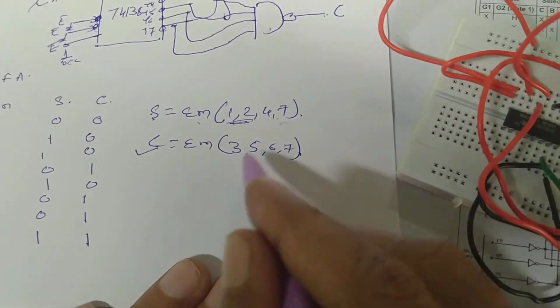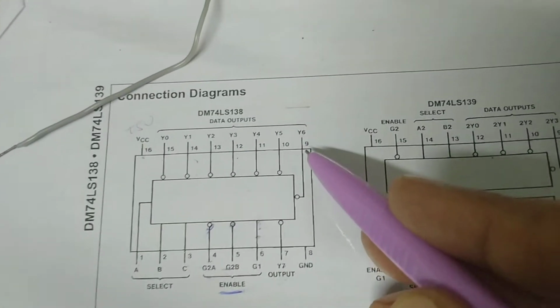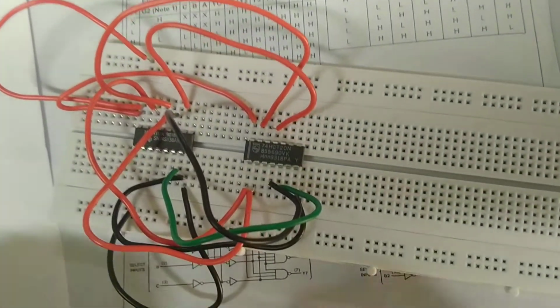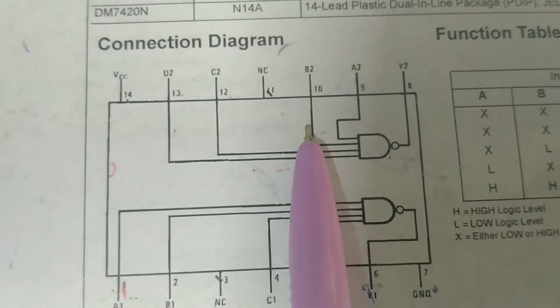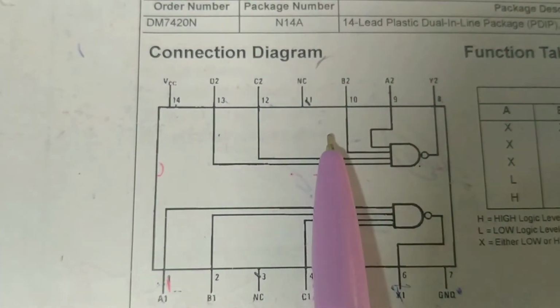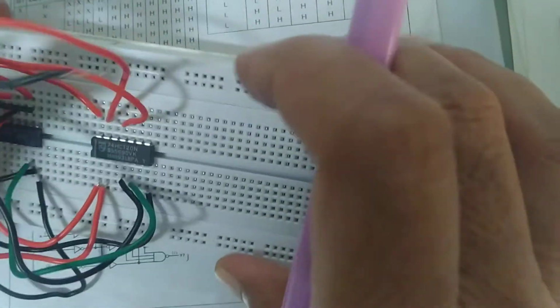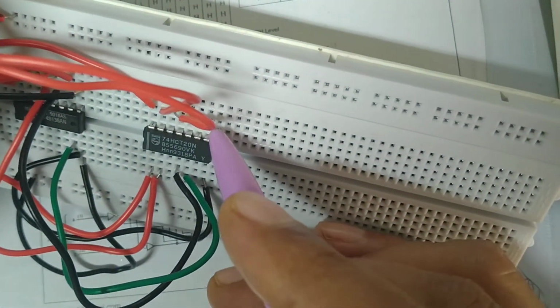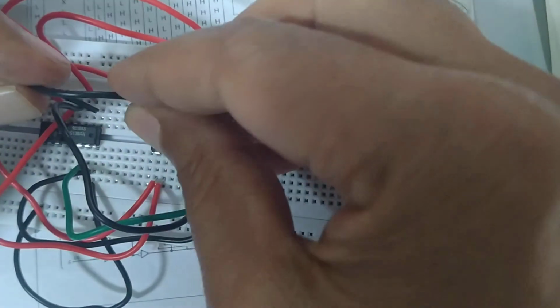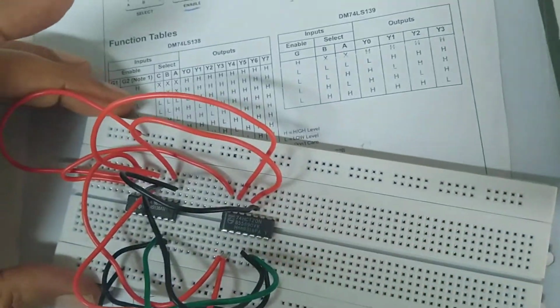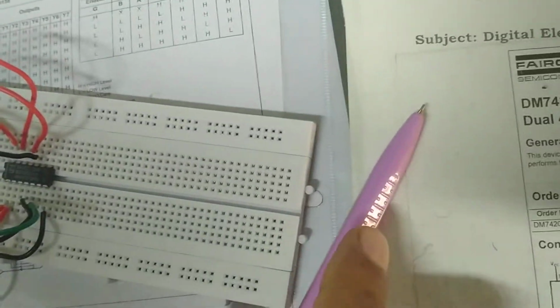Okay, then the Y6 output. Where is Y6? Y6 is present on pin number 9 of the decoder. So pin number 9 is at this point, and this we have to connect at pin number 10 of the 7420. So pin number 10: this is 8, this is 9, and this one is 10. Okay, pin 10 of the 7420.